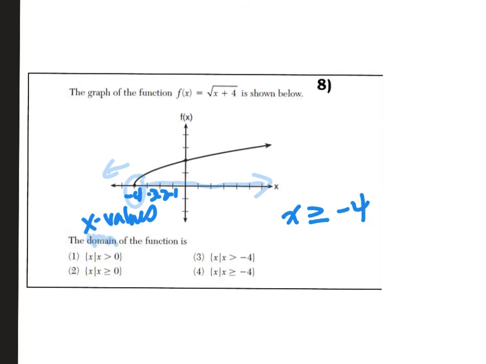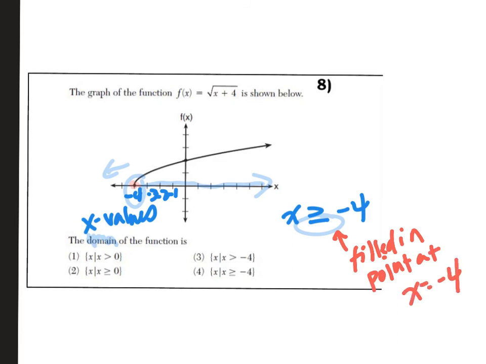And I know that I'm going to have that equal to symbol right over here, right? Because this point at -4 is filled in, right? So because I have a filled in point at x equals -4, right?